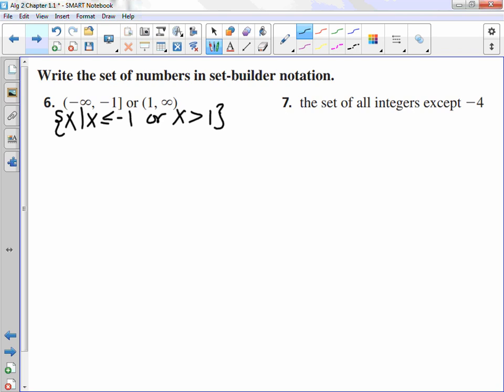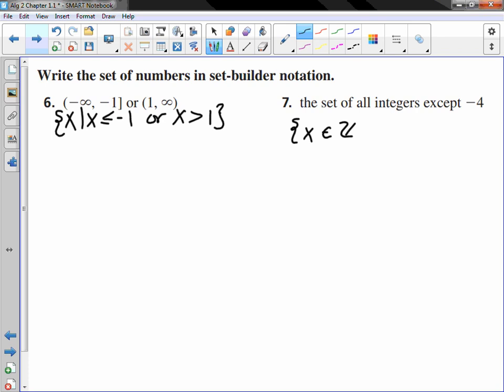Yes? Now this one here will be similar to one we did previously. Because we'll have to say x is an element of the integers, or x is an integer, such that what? X is not equal to negative 4. Because it excludes negative 4, except negative 4. It's not included. Any questions on this here?